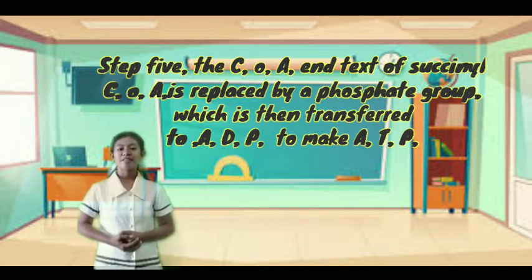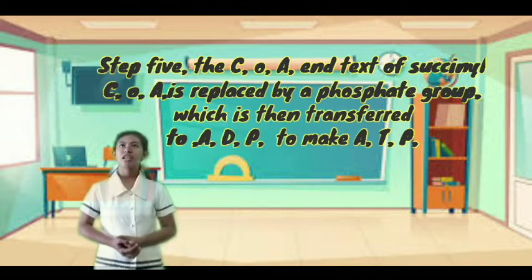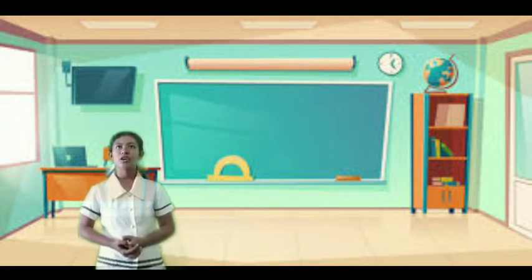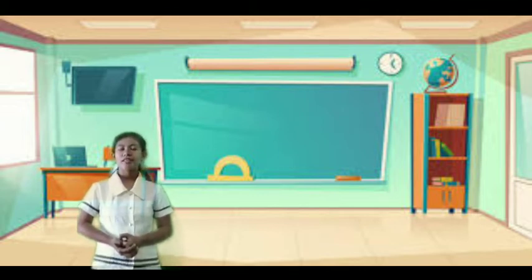In step 5, the CoA of succinyl-CoA is replaced by a phosphate group, which is then transferred to ADP to make ATP. In some cells, GDP, guanosine diphosphate, is used instead of ADP, forming GTP, guanosine triphosphate, as a product. The 4-carbon molecule produced in this step is called succinate.